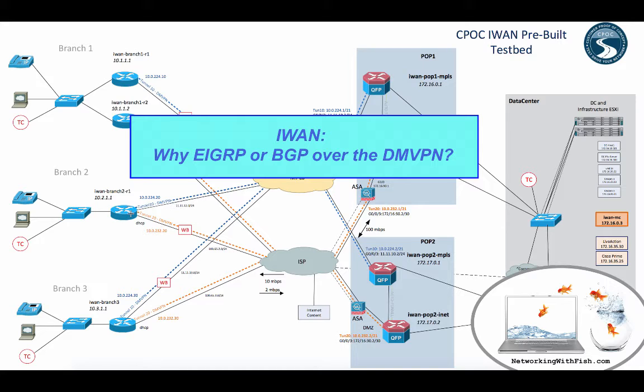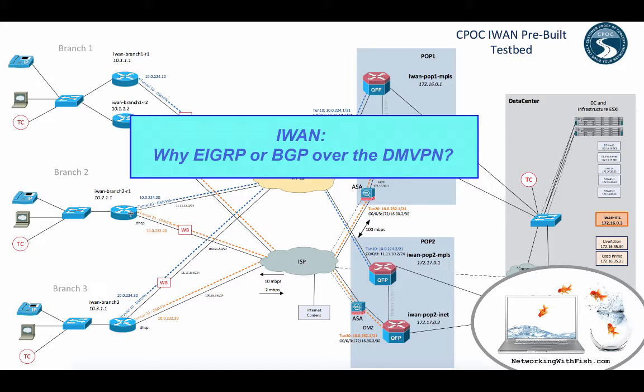What we're going to talk about today is IWAN, Intelligent Wide Area Networking, Cisco's SD-WAN solution, and specifically why EIGRP or BGP over the DMVPN. A lot of people seem to think that the reason why we say to please do EIGRP or BGP over the DMVPN is because they scale well in a hub and spoke environment. That is true. They both scale very well in a hub and spoke environment as opposed to OSPF.